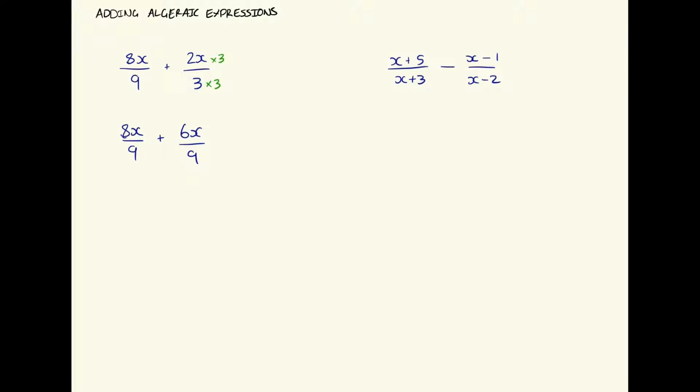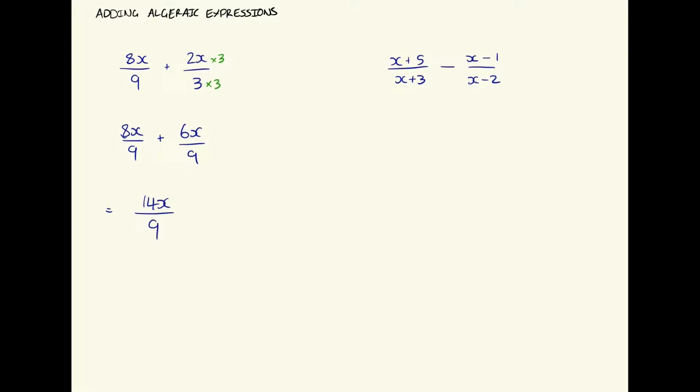And so now that your denominators are the same, you just add the numerators together and write the denominator as just 1. So 8x plus 6x is 14x, because we're just adding the numerators, over 9. So fairly straightforward, that one.